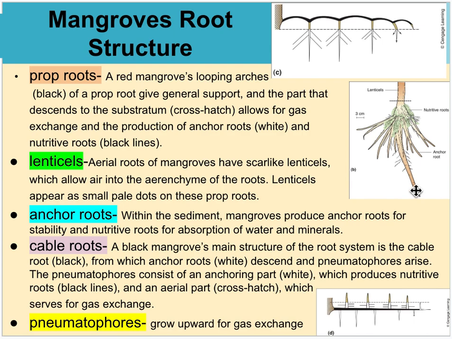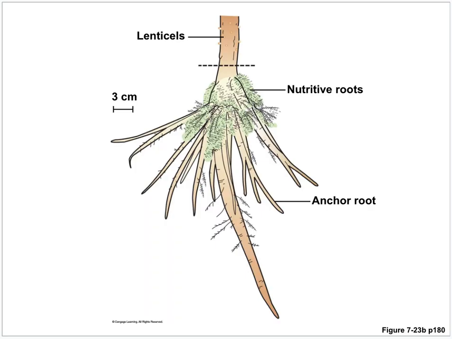You'll have cable roots that are connecting multiple, like here, a cable root will connect multiple roots together. And then you'll have the pneumatophores, which we saw, which are the pieces of the black roots that come back up out of the water for air. And here's another bigger picture of what that looks like. The anchor root holds it in place. The nutritive roots will obviously bring it more nutrients, and these little warty dots like the lenticels will allow for gas exchange.